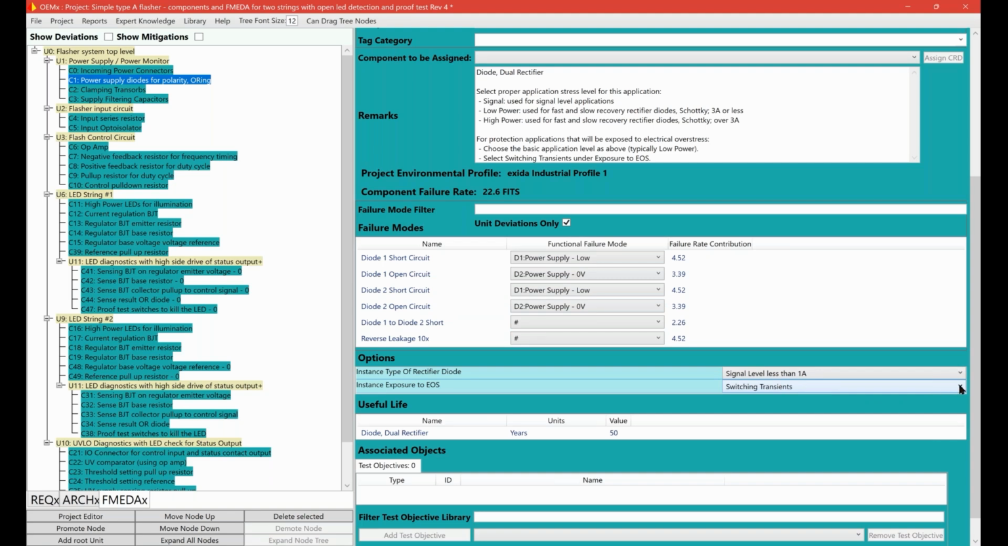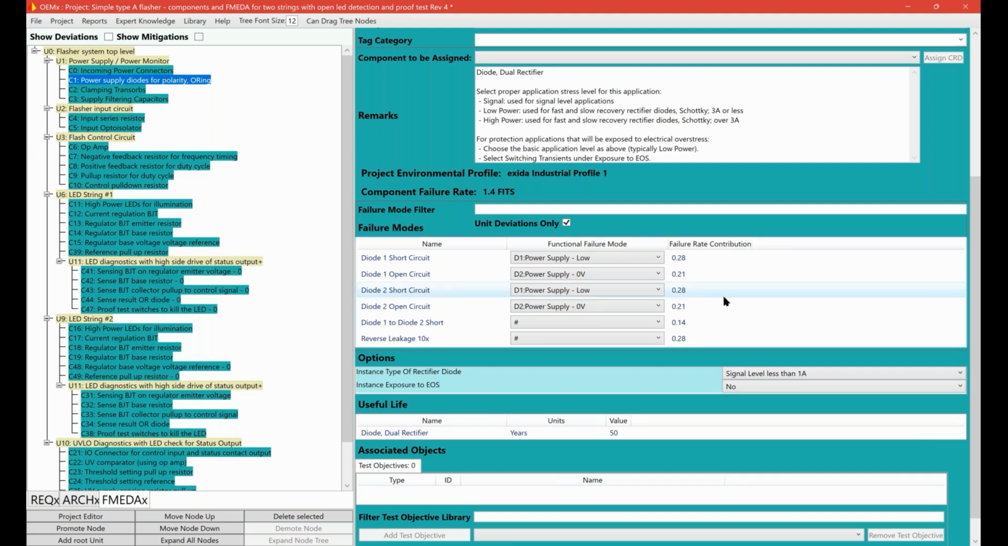No, hold it. Do we have a power condition? Yes, I remember we have a power conditioning circuit with a transient voltage suppressor and a current limiter. So we're not exposed. This component is not exposed to switching transients. So I'm sitting at 22.6. Whoa! That's a big deal.